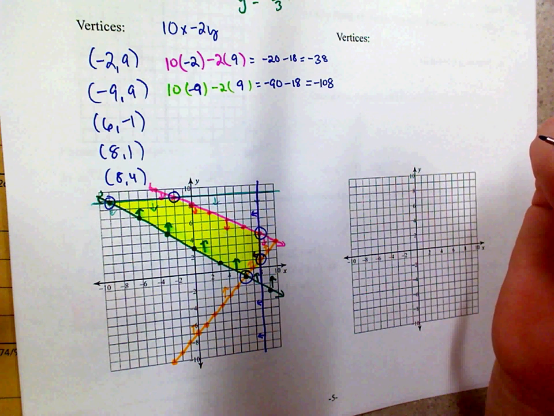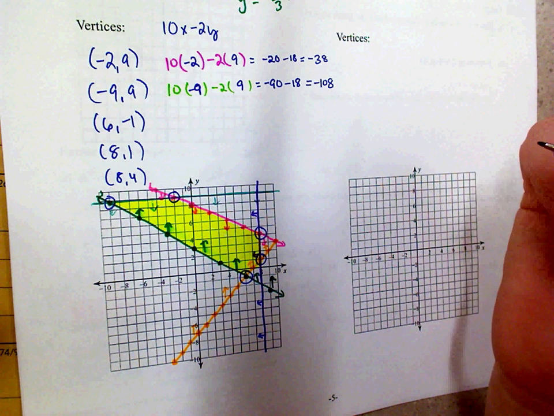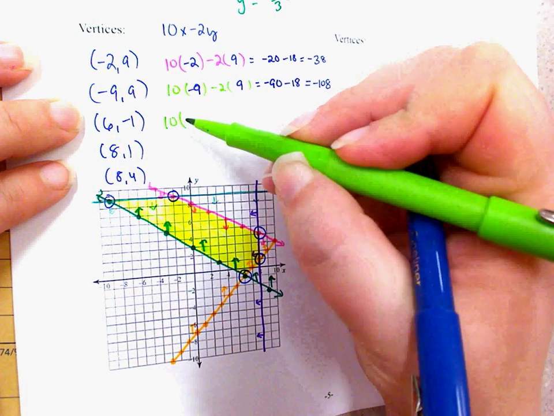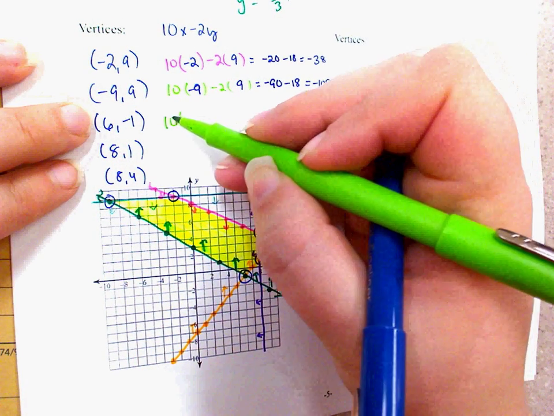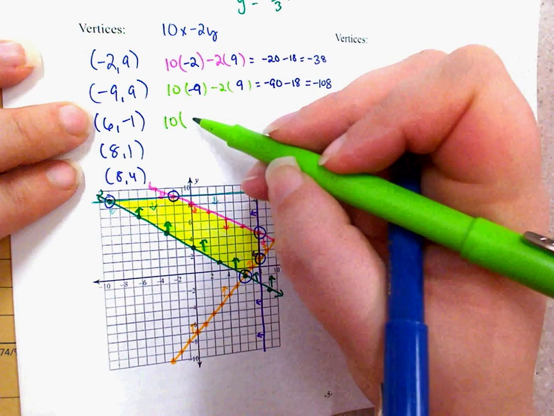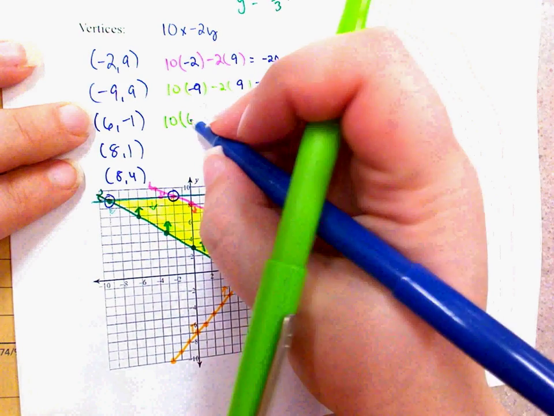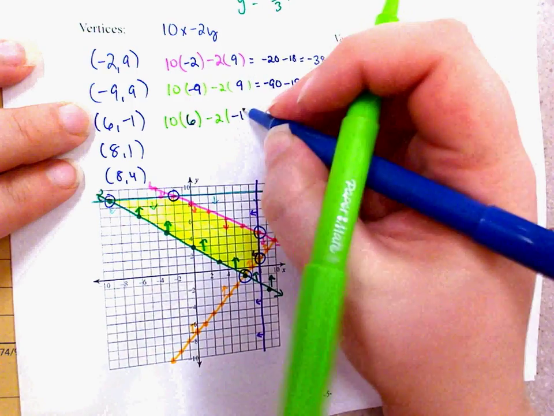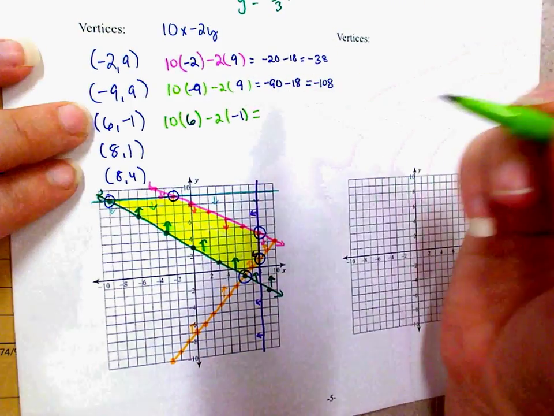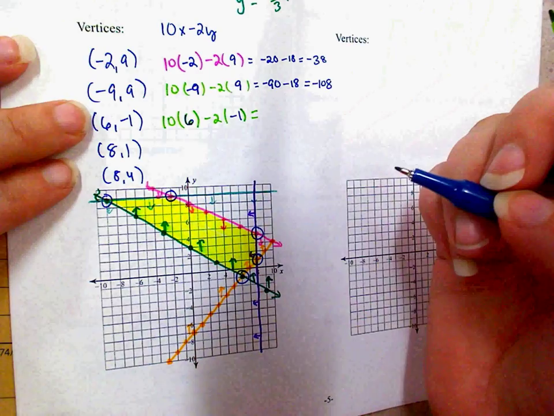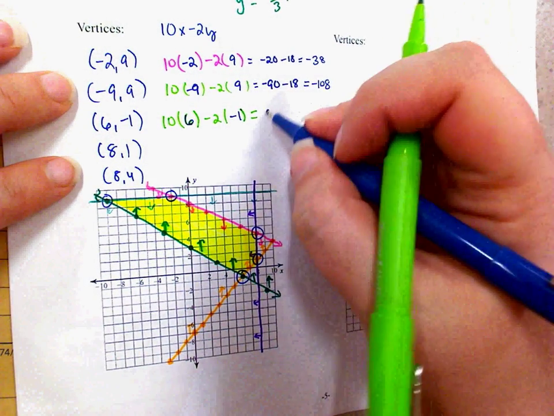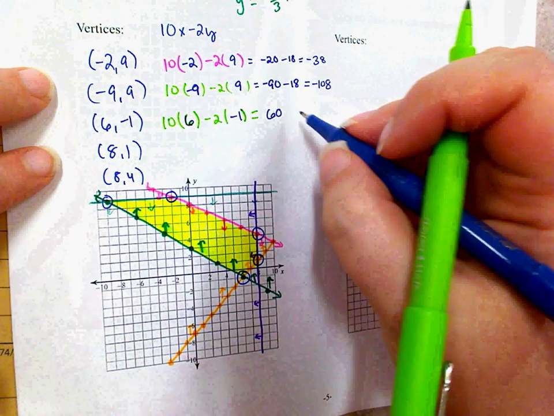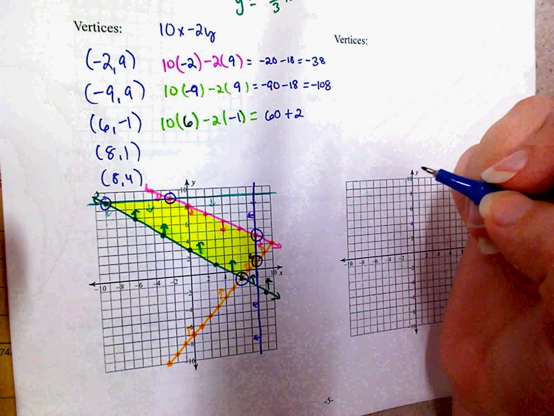Okay. And now I'm going to work with 6, negative 1. So 10 times what? The x value is 6. Minus 2 times the y value, negative 1. What's 10 times 6? 60. What's a negative 2 times a negative 1? So that's actually plus 2. Which means that's 62.